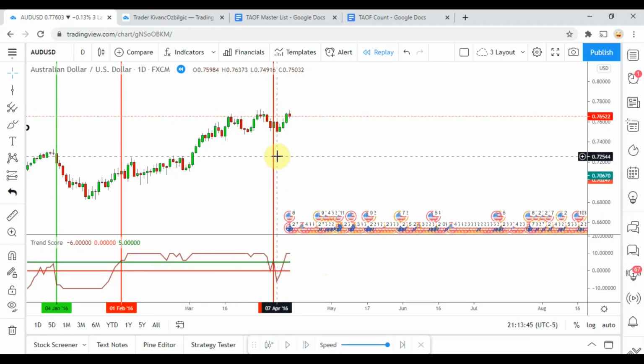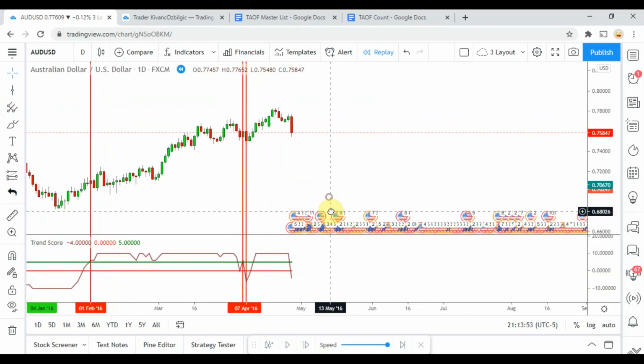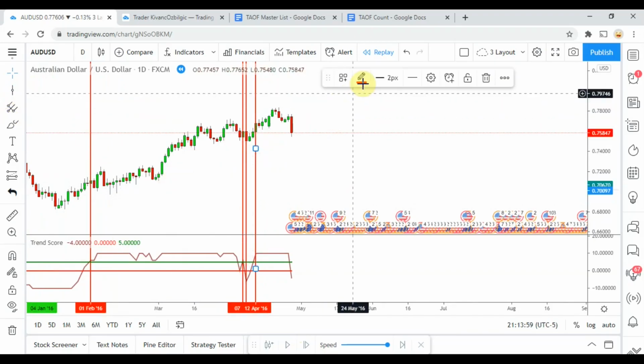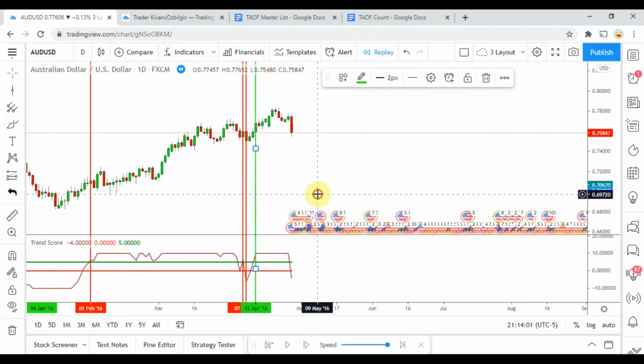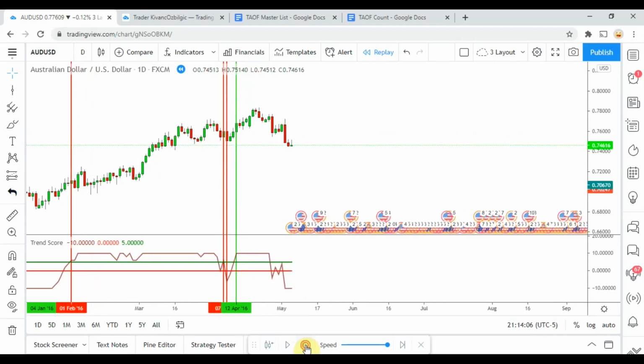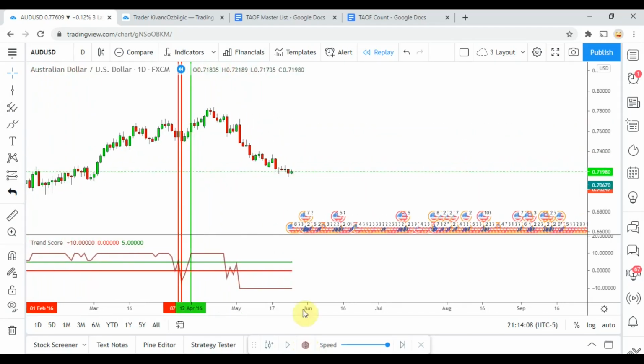And immediately it crossed down for a short right there. That one would have stopped us out as well. And then we would have picked up a long right there. That one would have gotten us to take profit. Continue playing it on here.